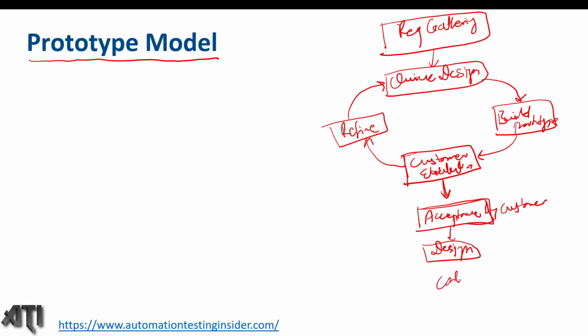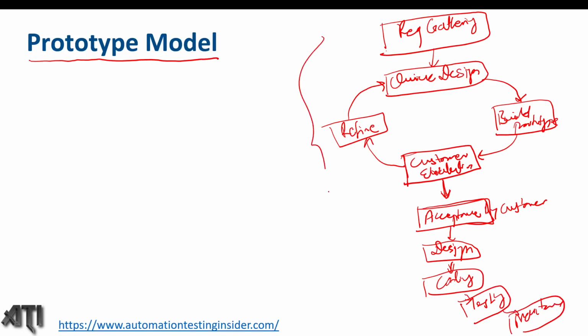Now next, we'll follow the same procedure like we do in normal software development models: design, and then coding, and we have testing, and then maintenance at last. So this is the complete procedure or stages in prototype model, guys.